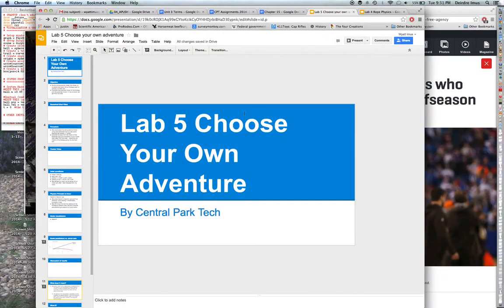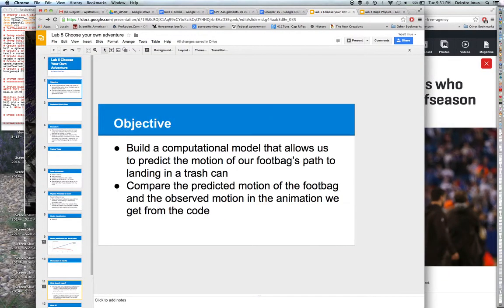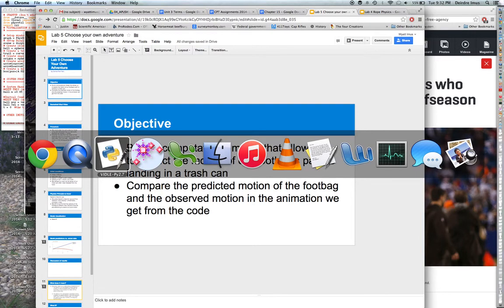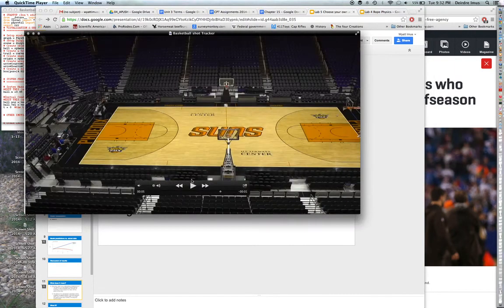Lab 5, Choose Your Own Adventure by Central Park Tech. Our objective for this lab was to build a computational model that allows us to predict the motion of a footbag, which lands in a trash can, just as a basketball lands into a hoop after it is shot.